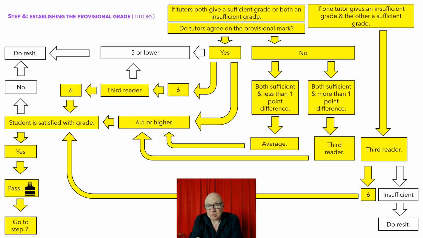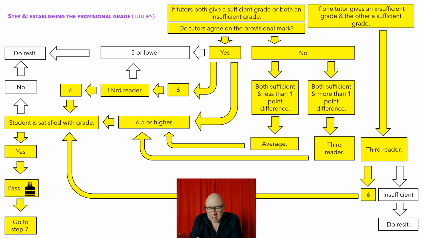If the tutors disagree about the grade and it's more than 1 point in difference, then a third reader is needed again. The third reader then decides a grade between those two grades. So it's not lower than the lowest of the two, and it's not higher than the highest of the two. And then again, this will be 6.5 or higher. So you are asked, are you satisfied with the grade? You can do the resit, or you can go to the defense again.